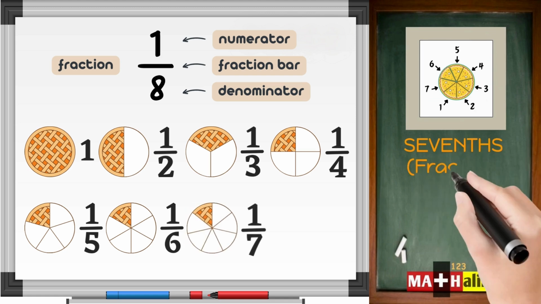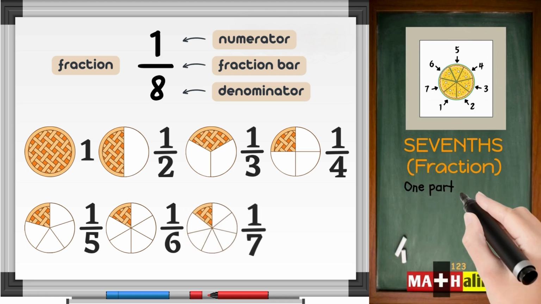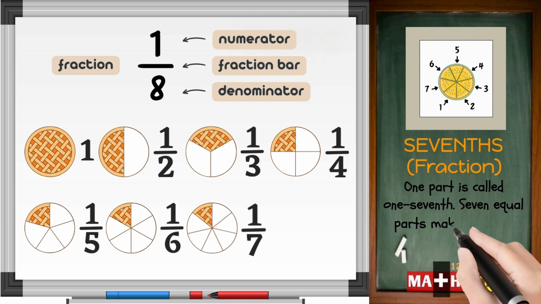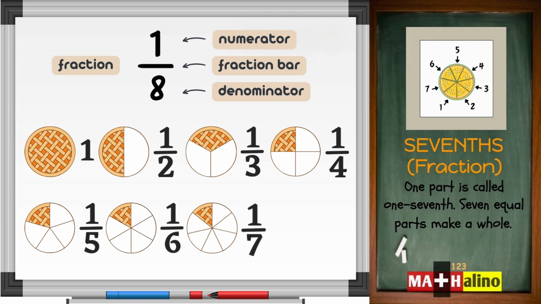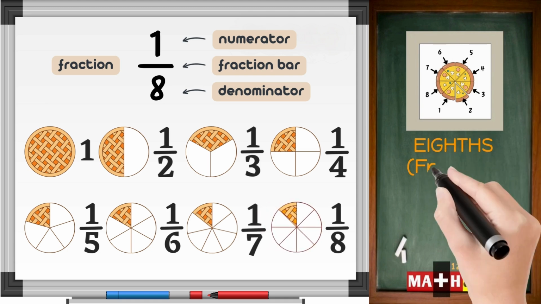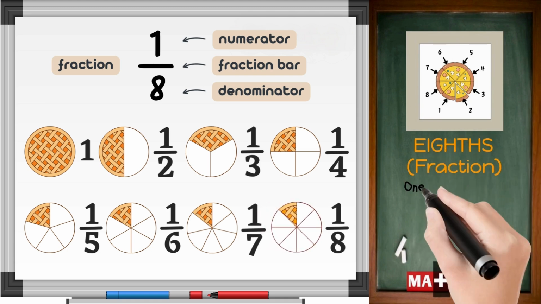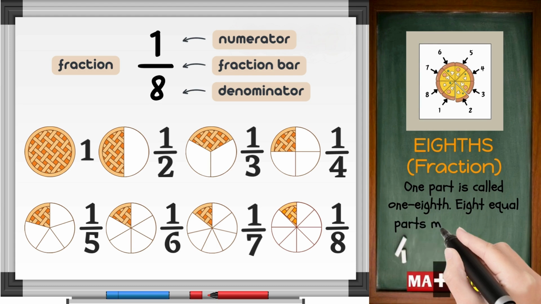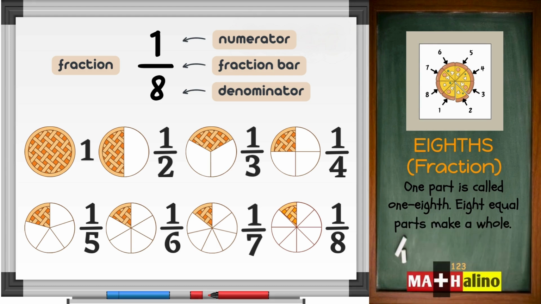Sevenths as a fraction. One part is called 1/7. Seven equal parts make a whole. Eighths as a fraction. One part is called 1/8. Eight equal parts make a whole.